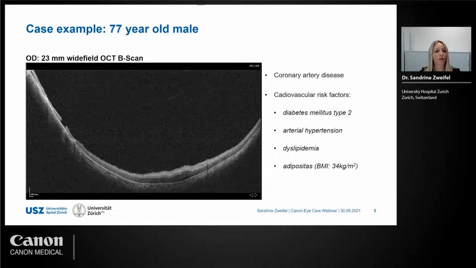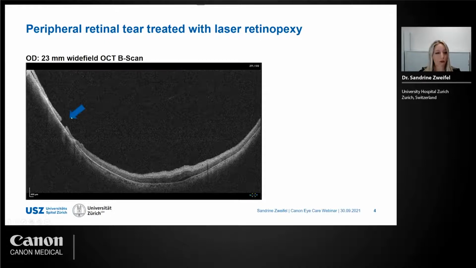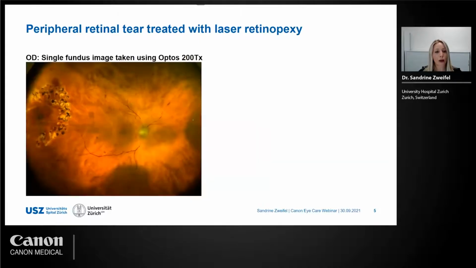Let me start with a case. This is a 77-year-old male with a history of coronary artery disease and multiple cardiovascular risk factors, including diabetes, arterial hypertension, and dyslipidemia. I'm sure you have already noticed this full thickness retinal hole in the temporal far periphery. In addition, you can observe increased hyperreflectivity of the inner retinal layers, which is a sign of ischemia, and there is also retinal thickening and some amount of fluid.